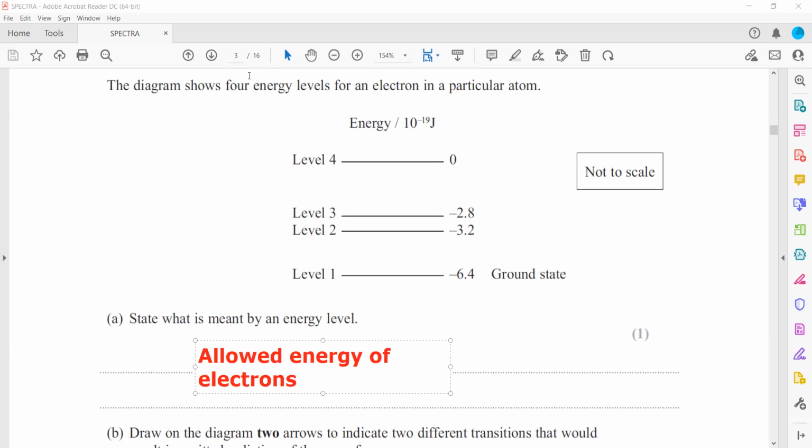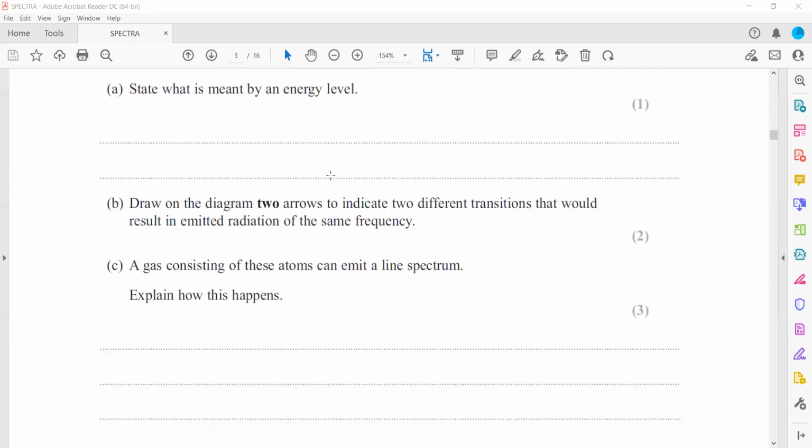Like an electron can be here, it cannot be up. If we say level 1, which is the ground level, the electron energy is minus 6.4, so the electron will be here. Another electron having an energy difference from 6.4 to 3.2, the difference is about 3.4, it will be here. So the electron cannot be below it, cannot be above it. It is the allowed energy of an electron, or the region where the electron has a discrete energy, and we call that an energy level.